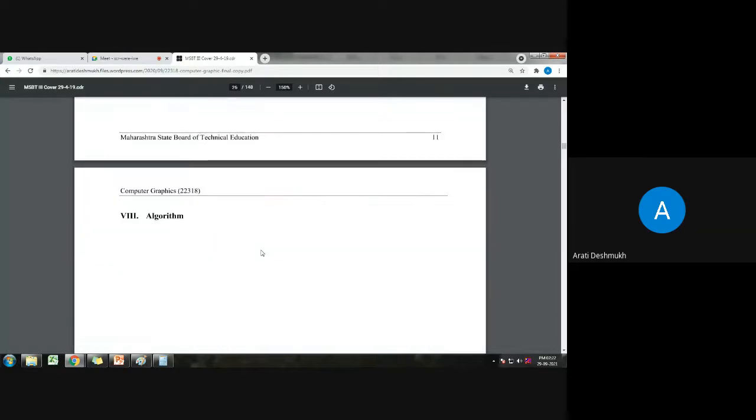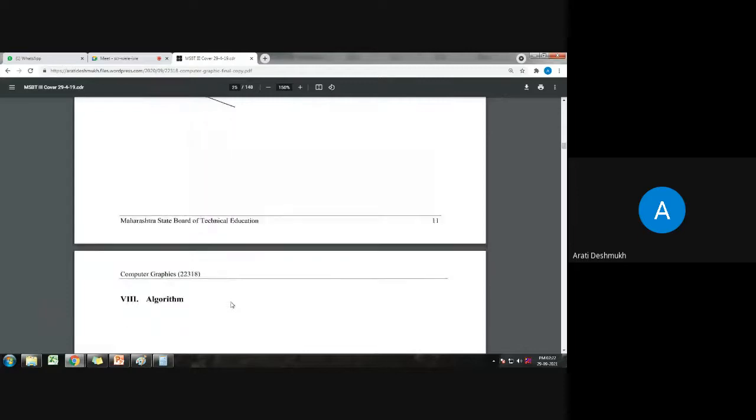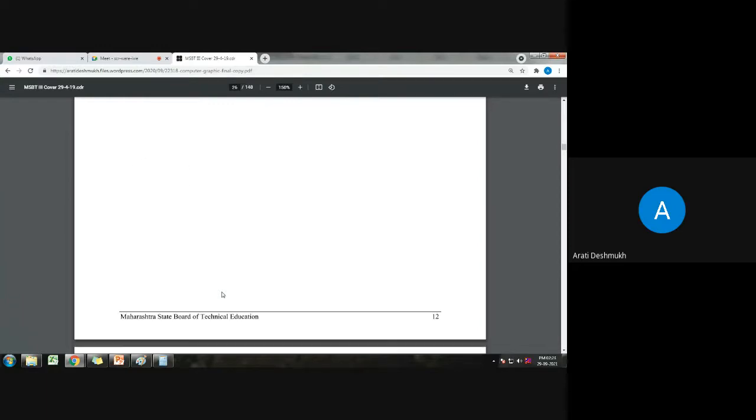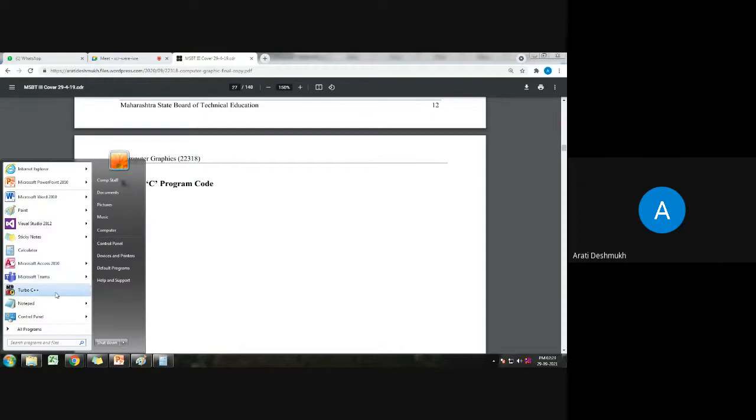So there is an algorithm we have to write. This is the algorithm you have to write in the algorithm part. There is a flow chart. You have to draw the flow chart like the previous experiment. Then there is a C programming code. I will show you.